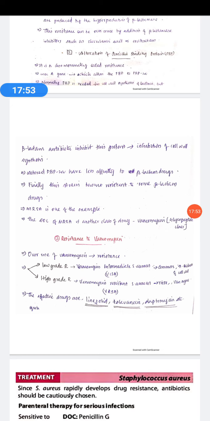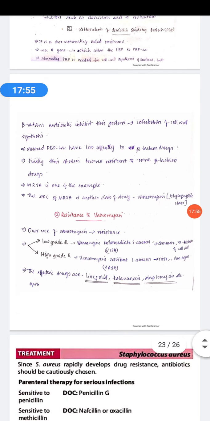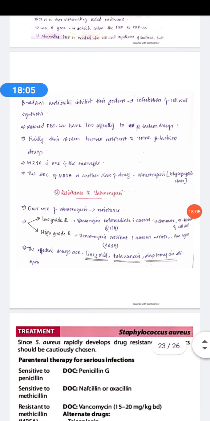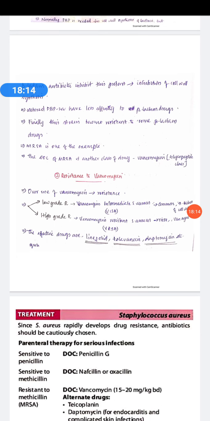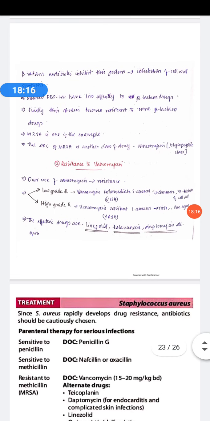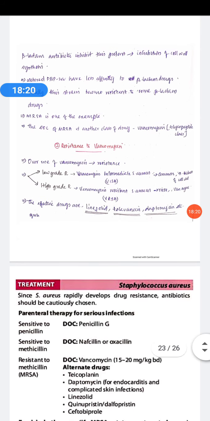Then what happened? Inhibition of cell wall synthesis occurs. That is our beta-lactam antibiotic. They are mainly penicillin in nature, so they act on the penicillin binding proteins and inhibit the cell wall synthesis of bacteria, so we can destroy the bacteria. But here, due to the alteration, there is less affinity to beta-lactam drugs. So finally these strains become resistant to some beta-lactam drugs.